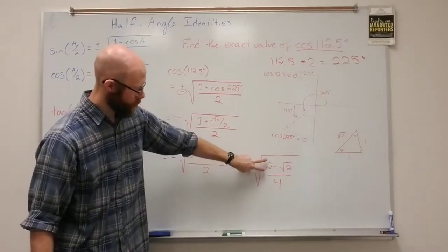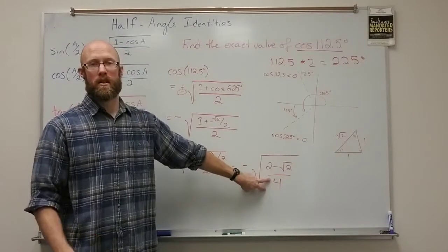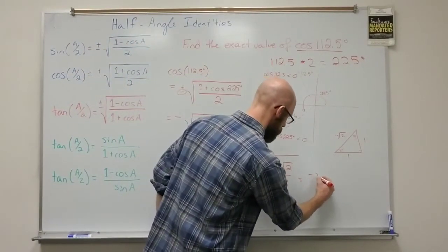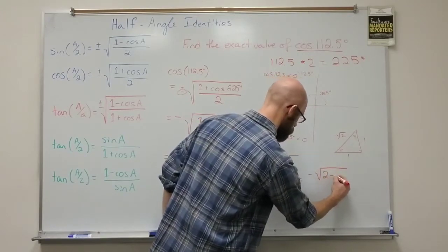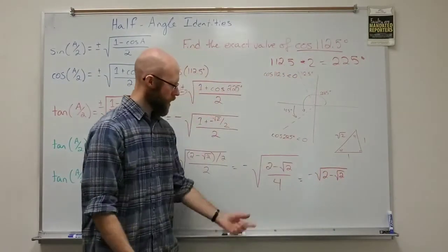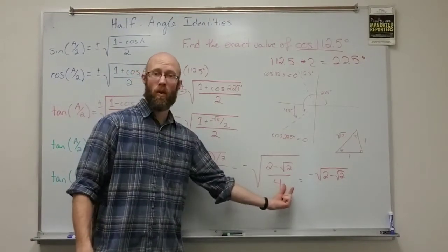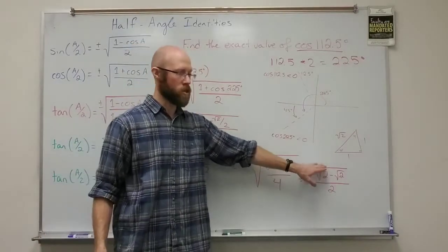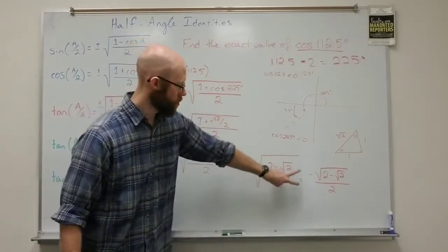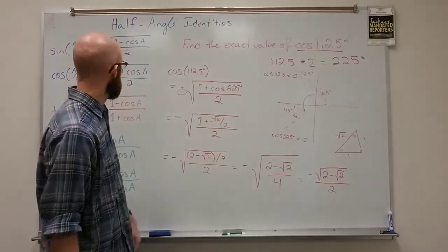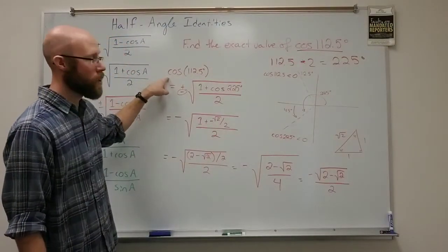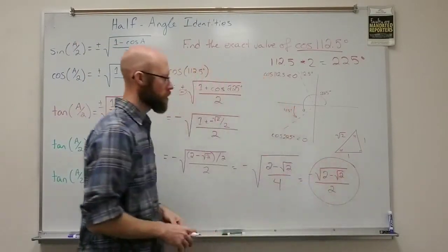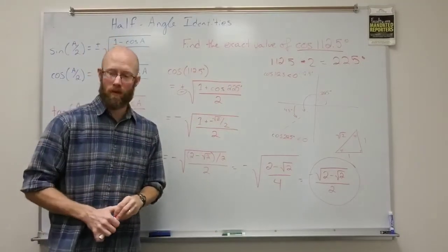Well, this square root splits to the top and the bottom is nice because it's now a perfect square. So I can actually write this as negative square root of 2 minus root 2, and the denominator, when I take the square root of 4, is just 2. And now the root doesn't extend to the bottom, it just stays on top. Okay? So this value here should match the cosine of 112.5 degrees. This would be an exact value because it involves all roots, there's no decimals involved.